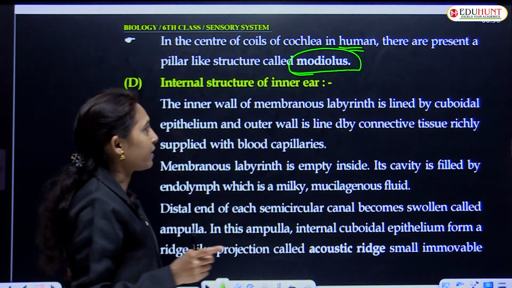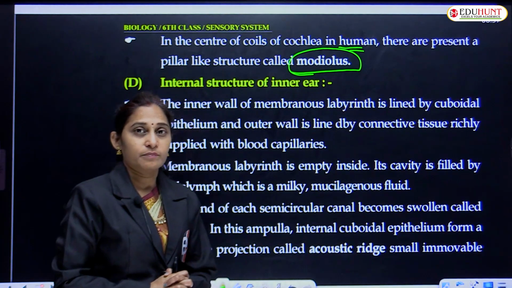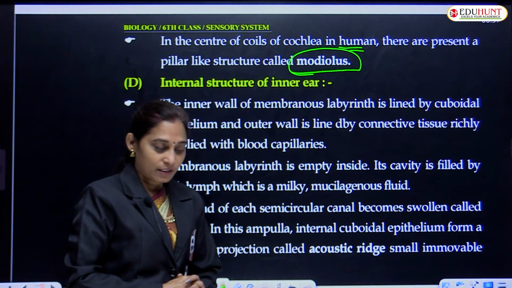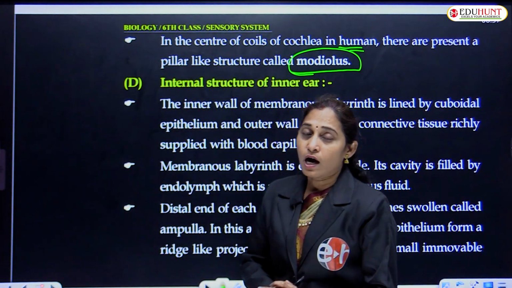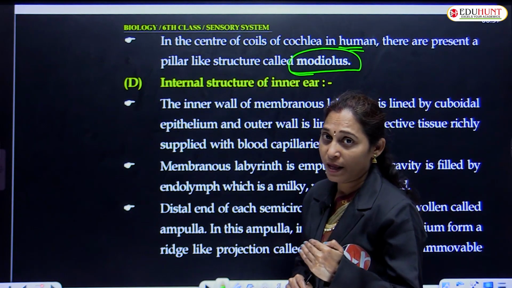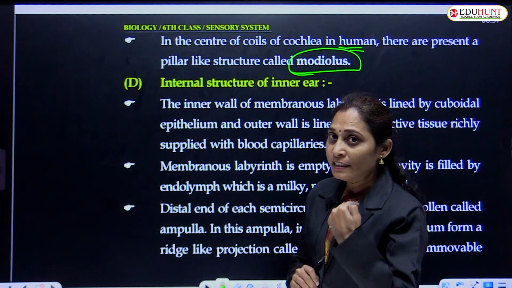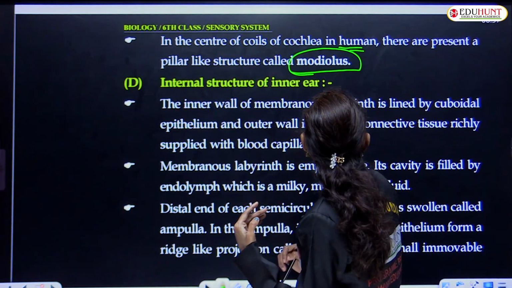హ్యూమన్ లోనే ఉంటాయి ఇవి. And let us see the internal structure of the ear. Internal structure చూస్తే the membranous labyrinth consists of two walls, the outer and the inner wall. The outer wall has a vascular supply, which has a connective tissue, and the inner wall is made up of cuboidal epithelium.